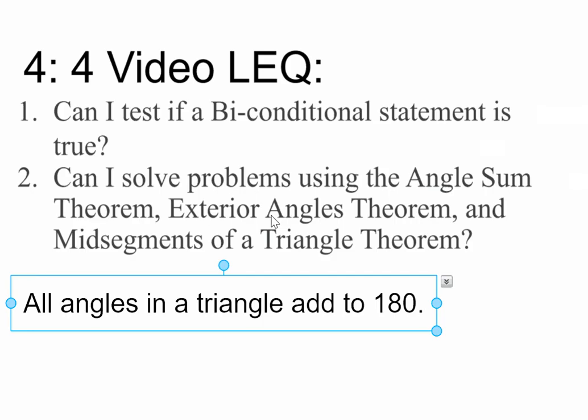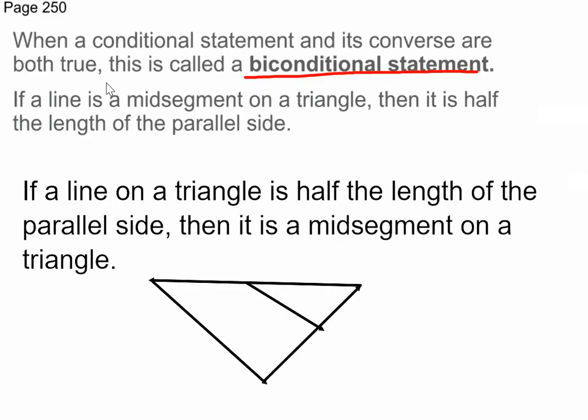Can I do the exterior angles theorem? So that's going to be the two remote interior angles equal the exterior angle on the far side. And then the mid-segments of triangle theorem, which is that if a line is a mid-segment on a triangle, then it is half the length of the parallel side.